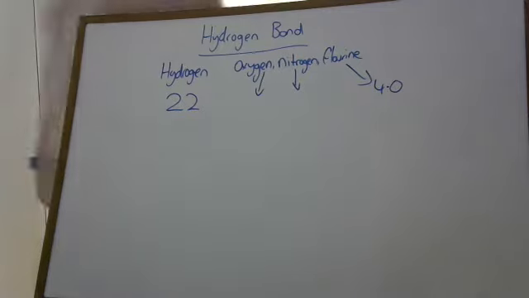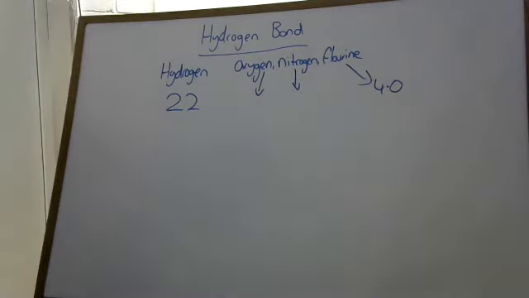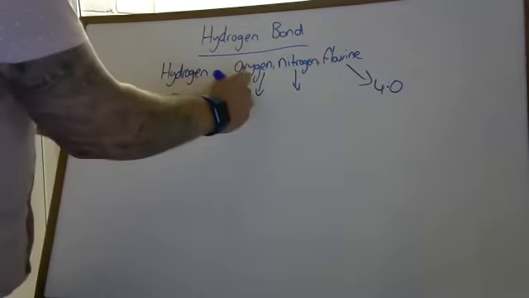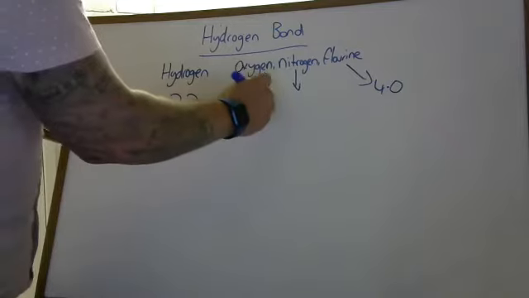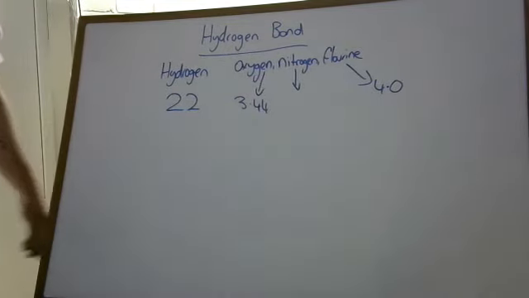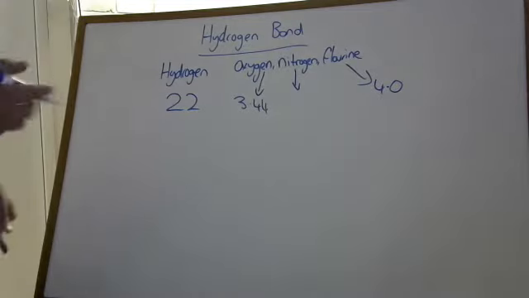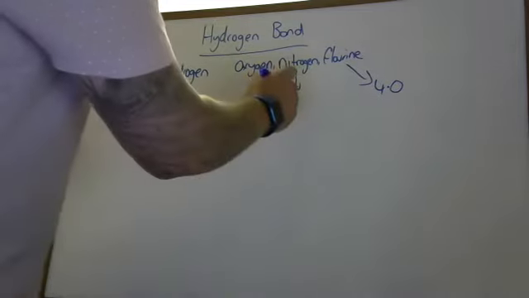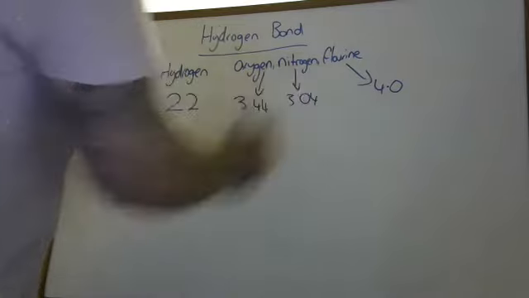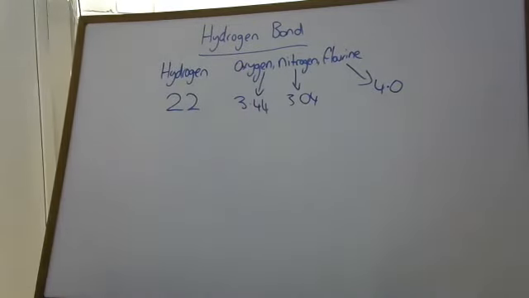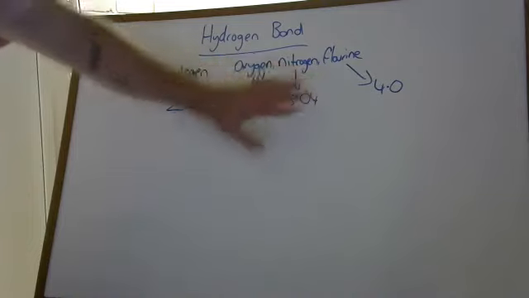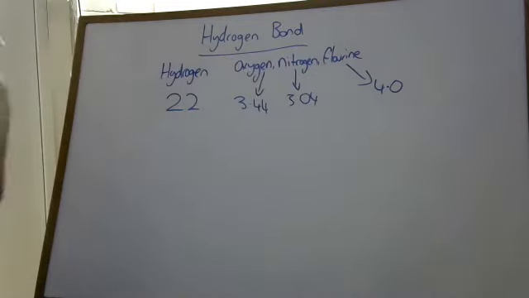Izzy says oxygen is 3.44. What's nitrogen? Should be 3.0. 3.04, same thing. Okay. So you can see that there is significant electronegativity difference.